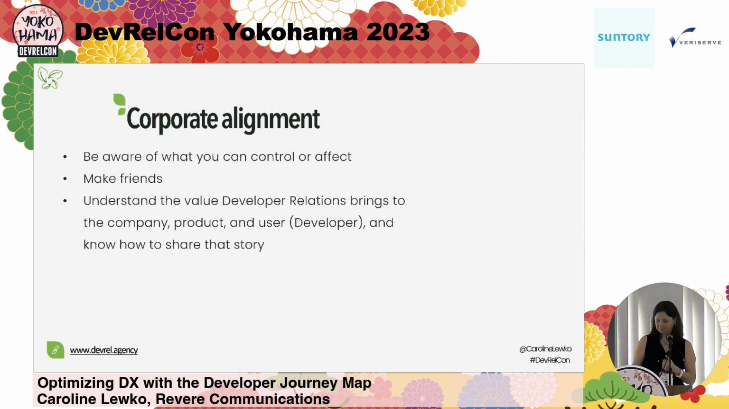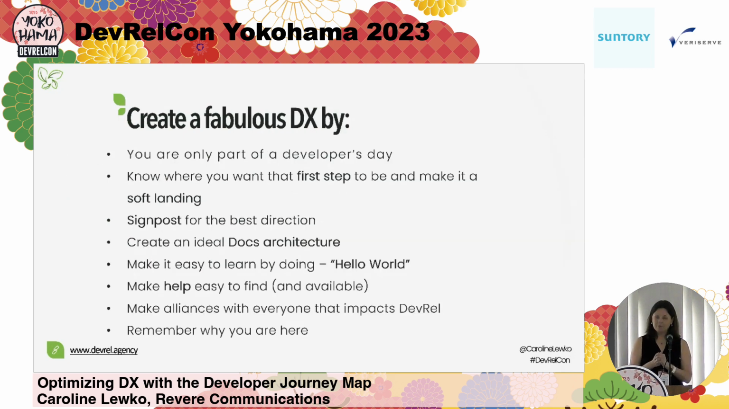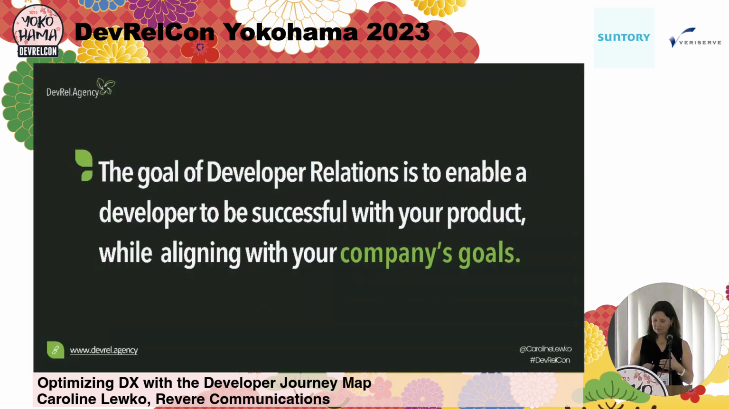So, as a roundup, remember you're only part of a developer's story. They've got a lot of other things going on. Know where you want that first step to be and make it a soft landing. Signpost for best directions. Create an ideal docs arc. Make it easy to learn by using a great hello world. Make help easy to find and available, which is often not. Make alliances with anybody that can impact DevRel. And remember why you're here, which is the goal of DevRel: to enable your developers to be successful with your product while aligning with your corporate goals. That's it. That's why we're here.